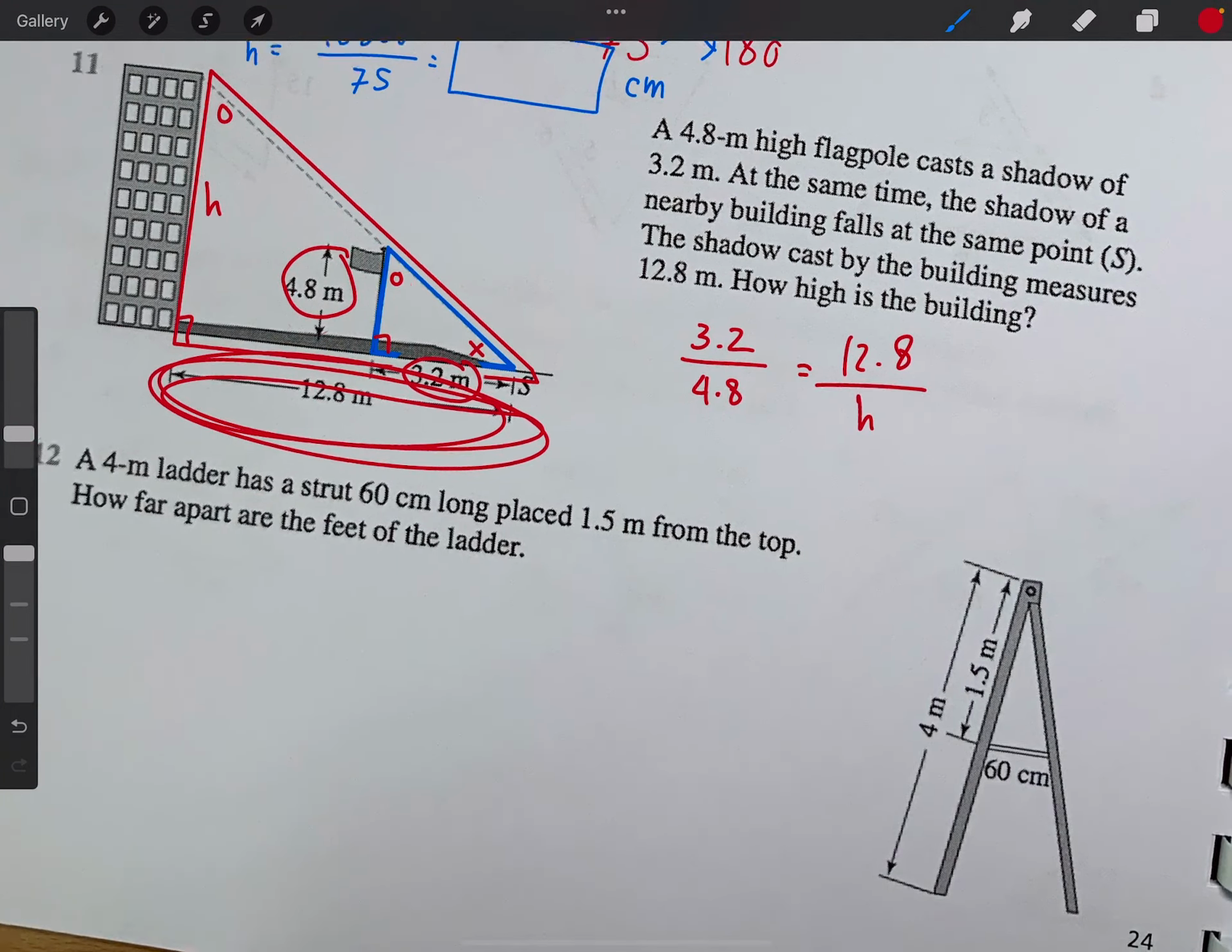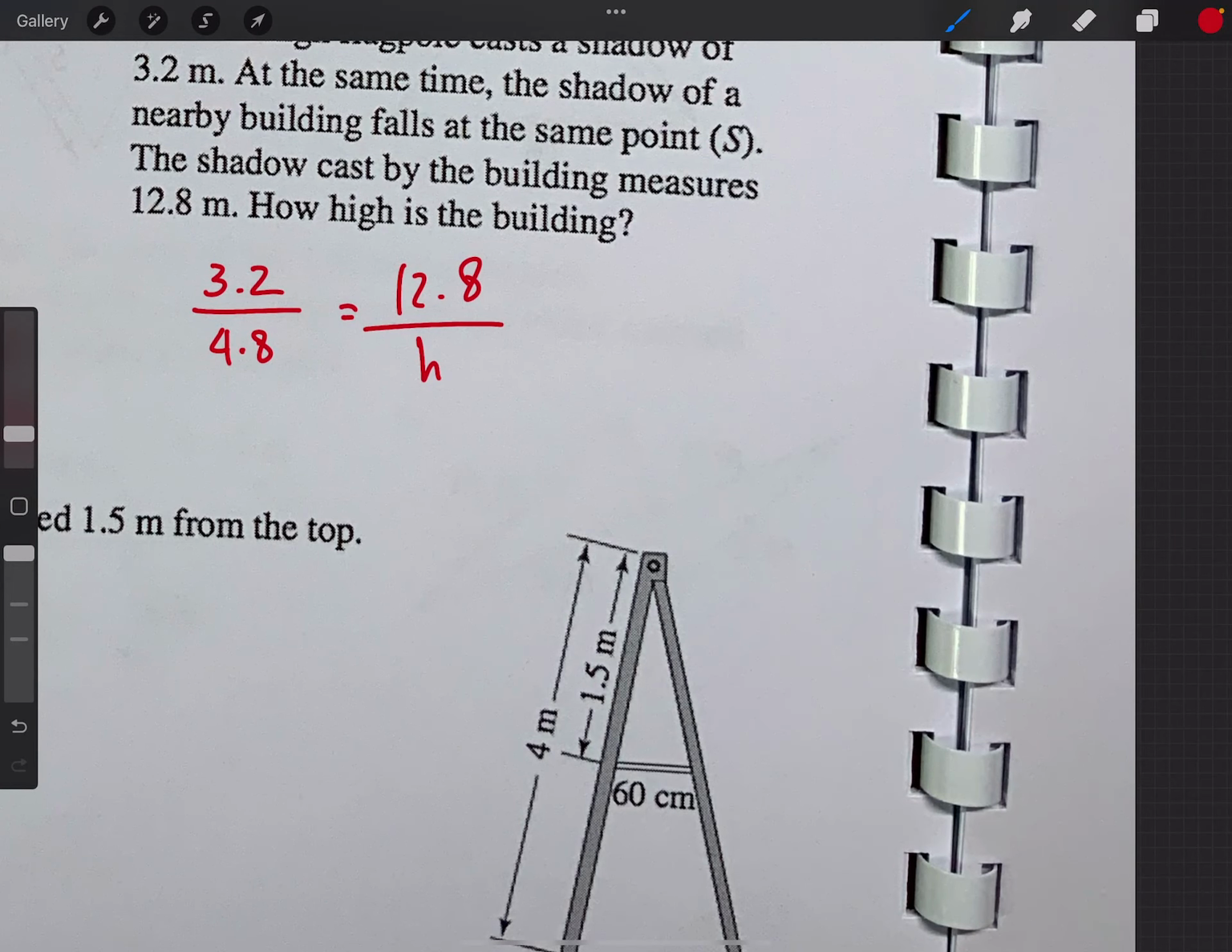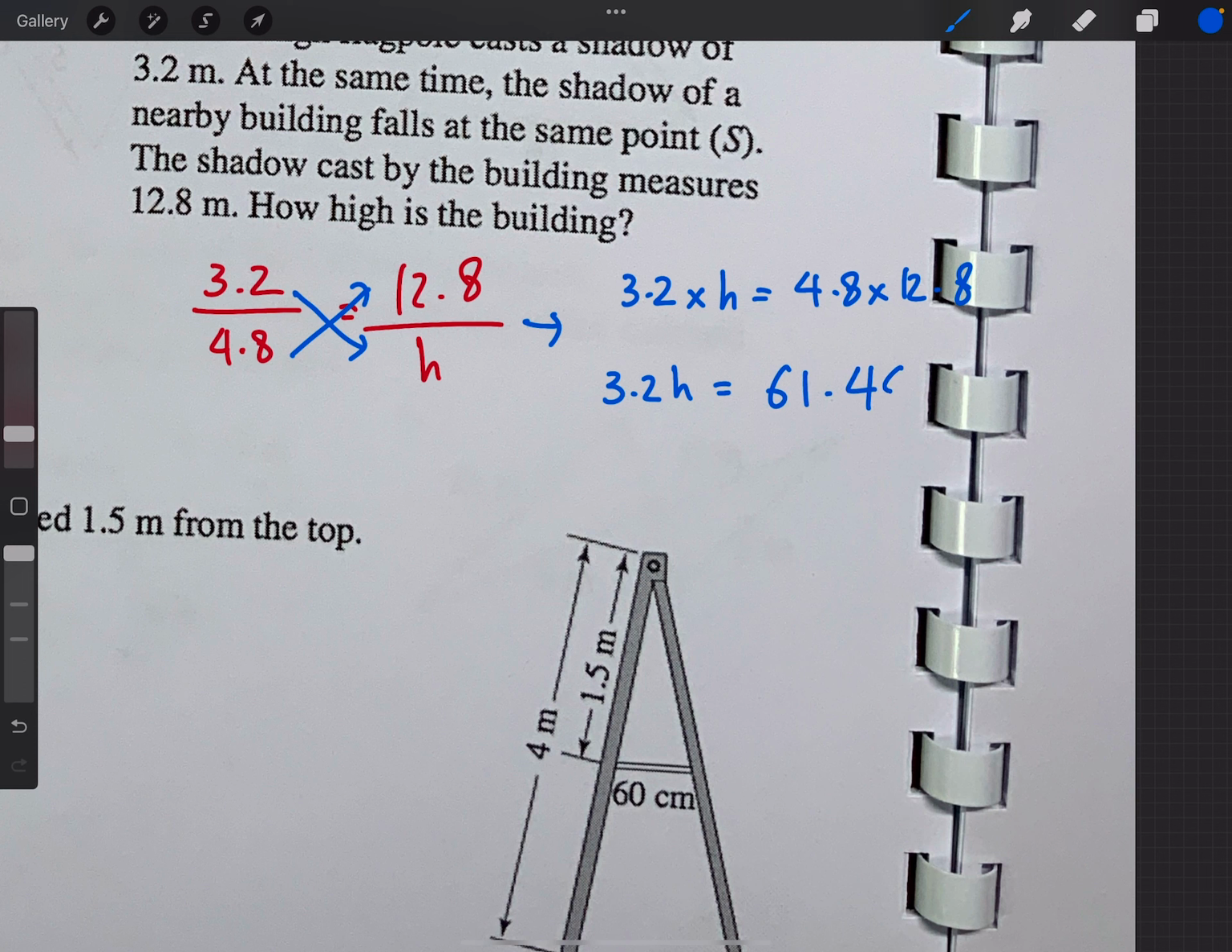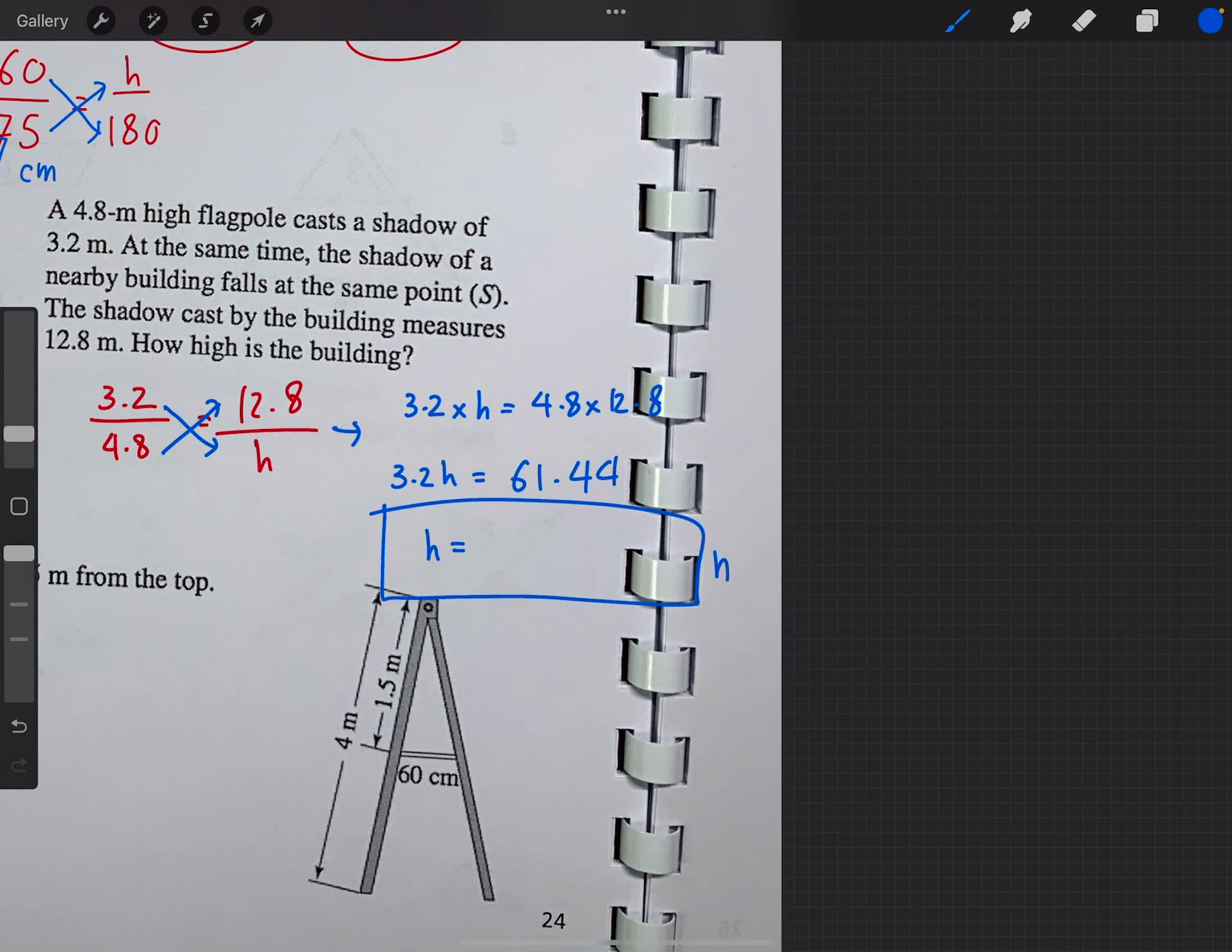Is it a building? Okay, yes, it is. So now again we use cross multiply. I'm going to say that 3.2 times H is equal to 4.8 times 12.8. So this will be 3.2H is equal to, let me double check this, 4.8 times 12.8 equals 61.44, and you can work out H by yourself. And that will be in meters, I believe.